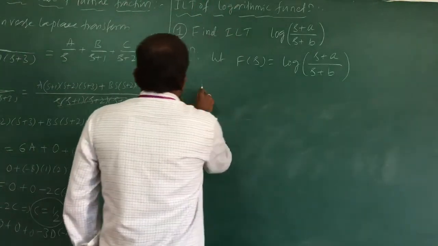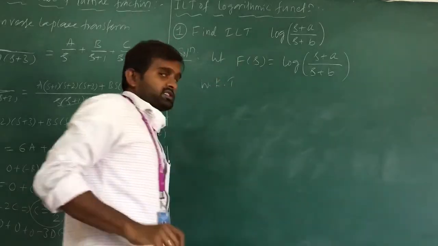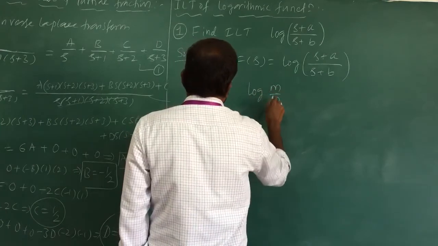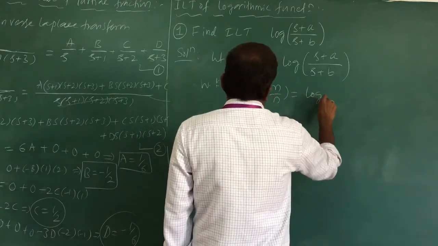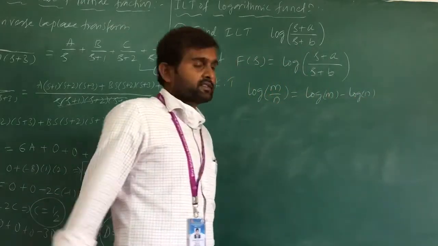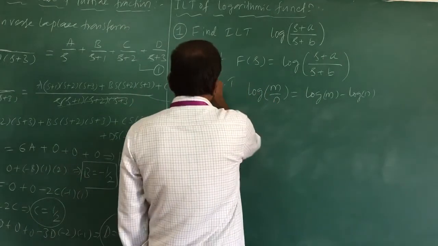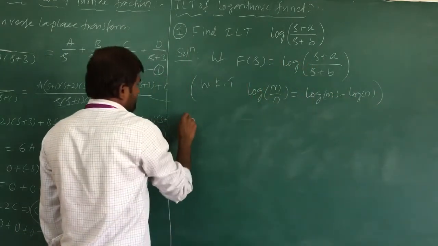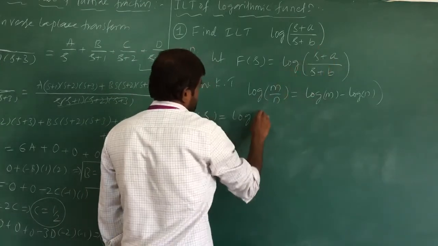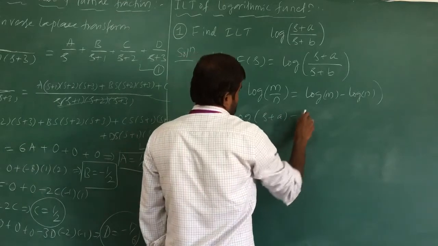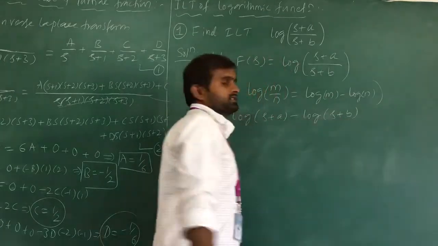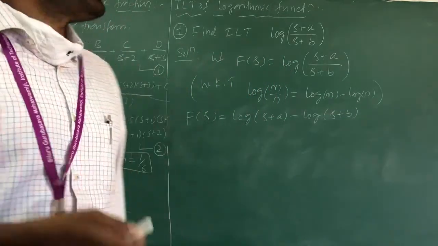Here we know the property of the logarithmic function: log of m by n is nothing but log m minus log n. Using this property, we can write f of s equal to log of m, which is nothing but s plus a, minus log of n, which is nothing but s plus b. Log of m minus log of n.